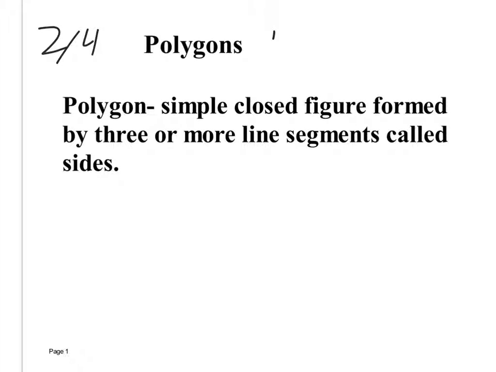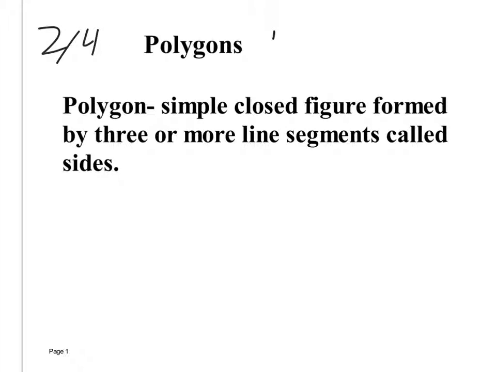Today we're talking about polygons. We've talked about a couple different polygons, triangles and quadrilaterals. Polygon is just the very basic term. It's a simple closed figure formed by three or more line segments called sides. That's why triangles and quadrilaterals are included.